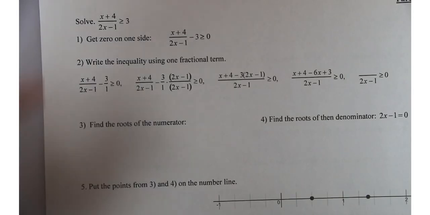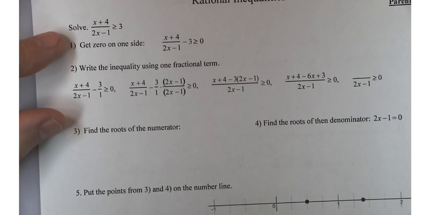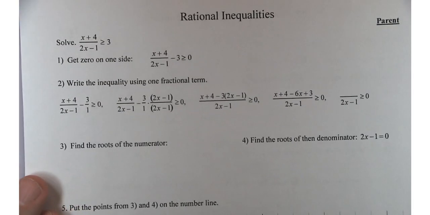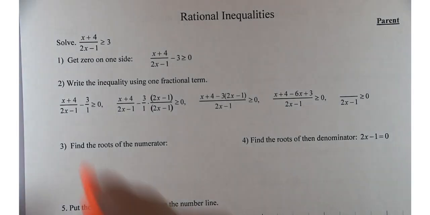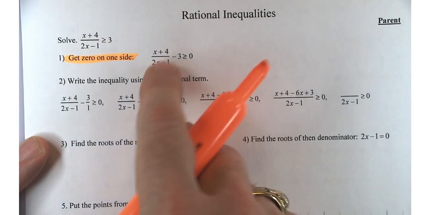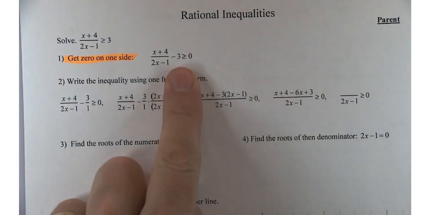This is a rational inequality. Graphs of these things are even messier than the graphs of our polynomials, so it's nice just to remove the graph from the picture altogether and rely on testing points. The first thing you have to do with your rational inequalities is get 0 on one side. That's not too bad. You just move the 3 to the other side, and now you've got a 0 over there.